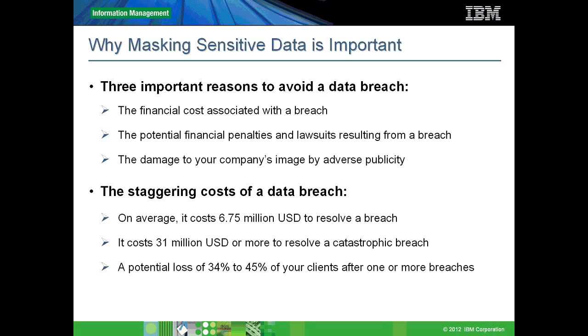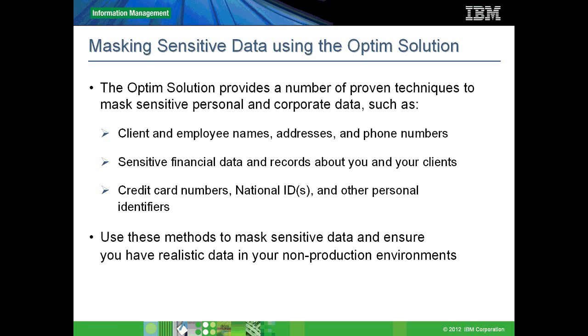The staggering cost of a data breach. It costs $6.75 million on average to resolve a breach. A catastrophic breach can cost $31 million or more to resolve. You could potentially lose 34 to 45% of your installed client base following one or more breaches, according to an independent study.